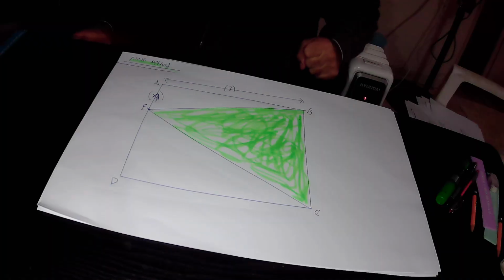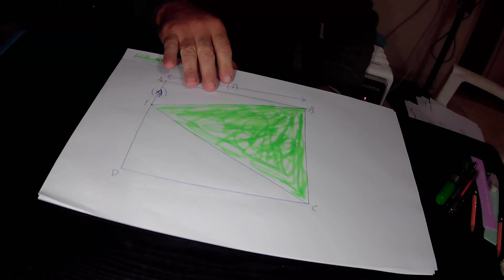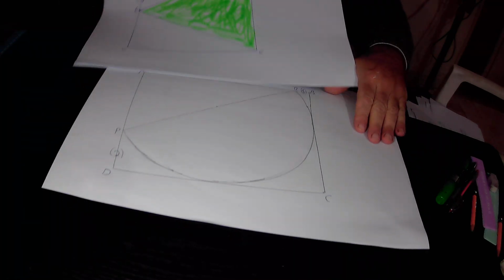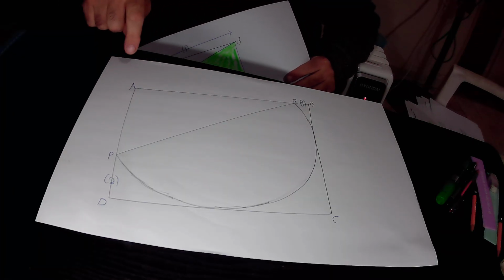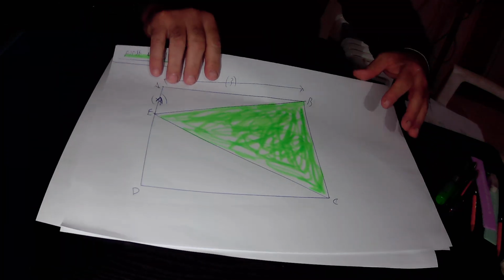Hello, in this lecture we'll answer two questions. In the first question, we find out the area of this green shape using two different methods. And in the second question, we find out the radius of this semicircle that is described by rectangle ABCD. So we'll start with the first question.